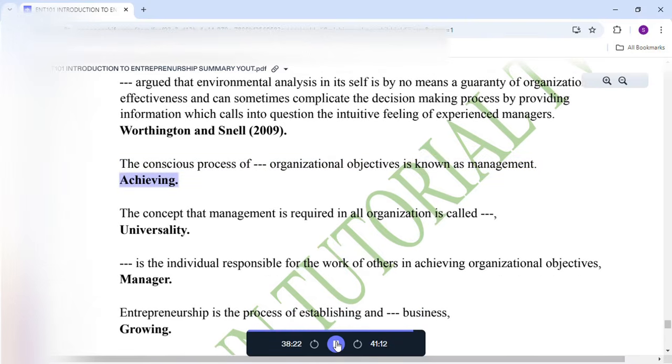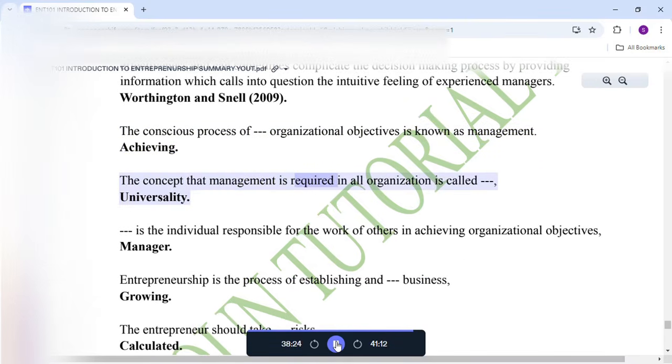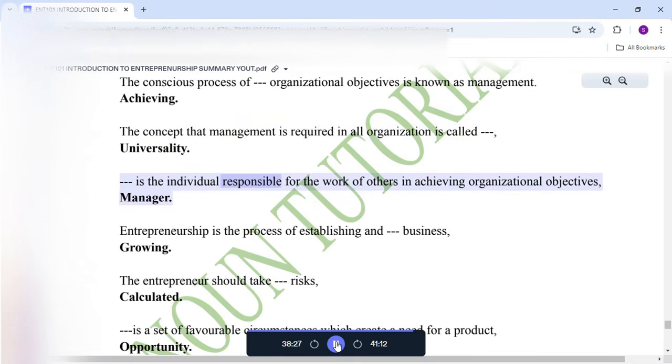The conscious process of achieving organizational objectives is known as management. The concept that management is required in all organizations is called universality. A manager is the individual responsible for the work of others in achieving organizational objectives.